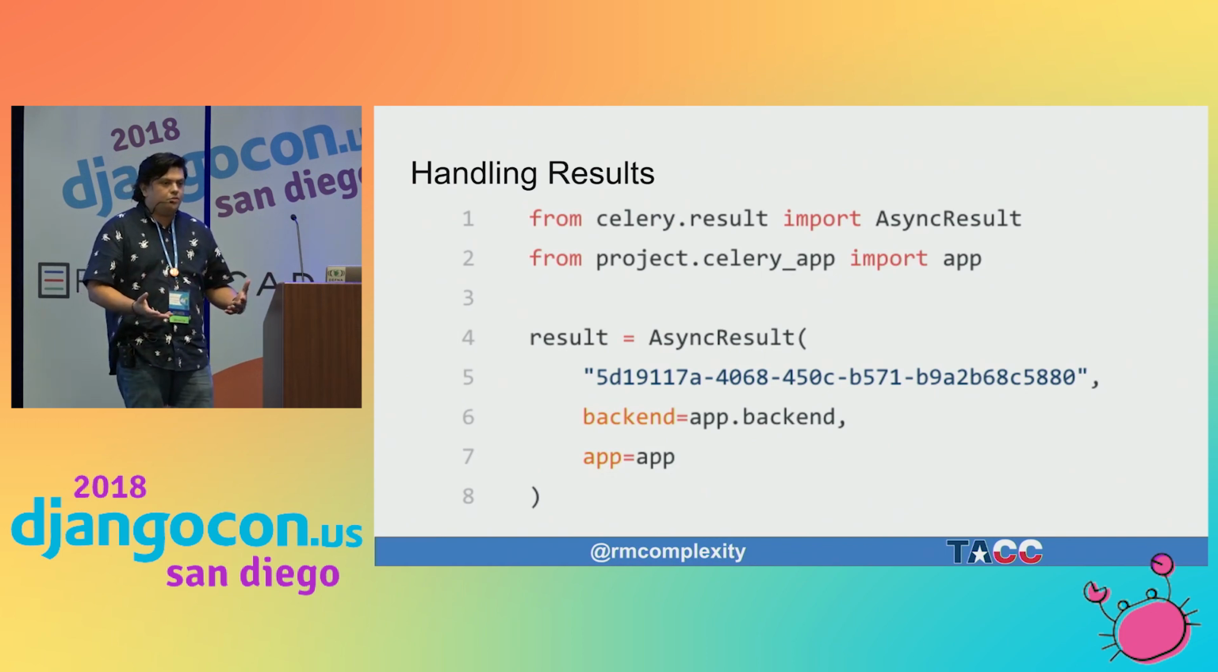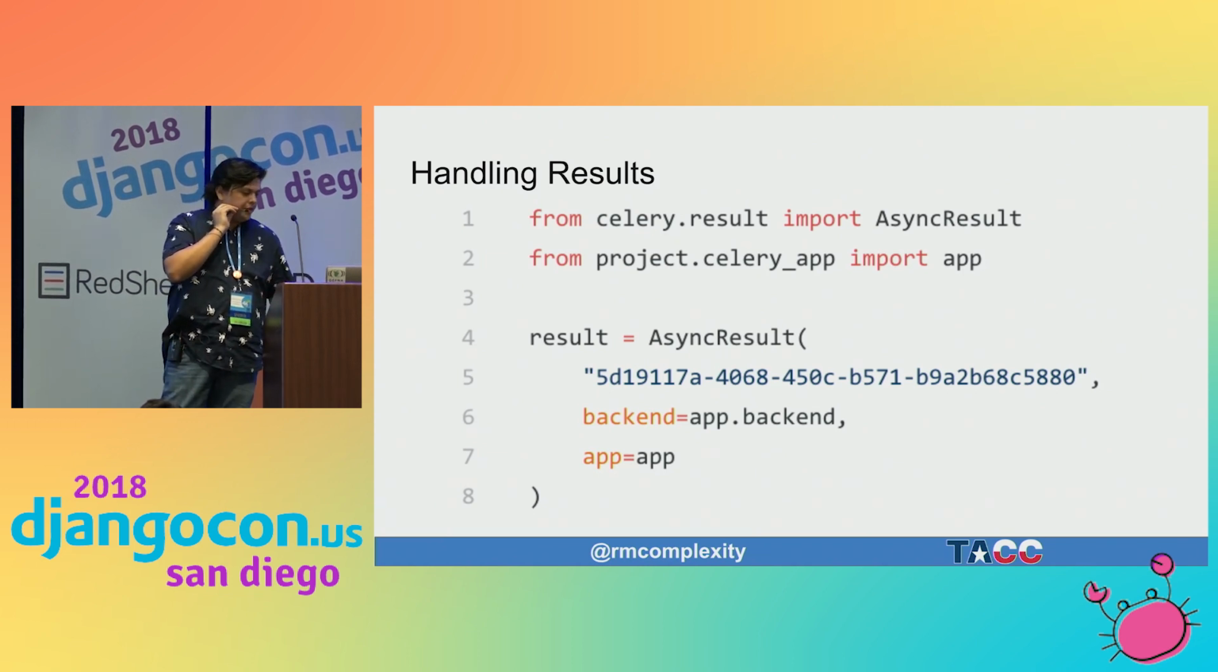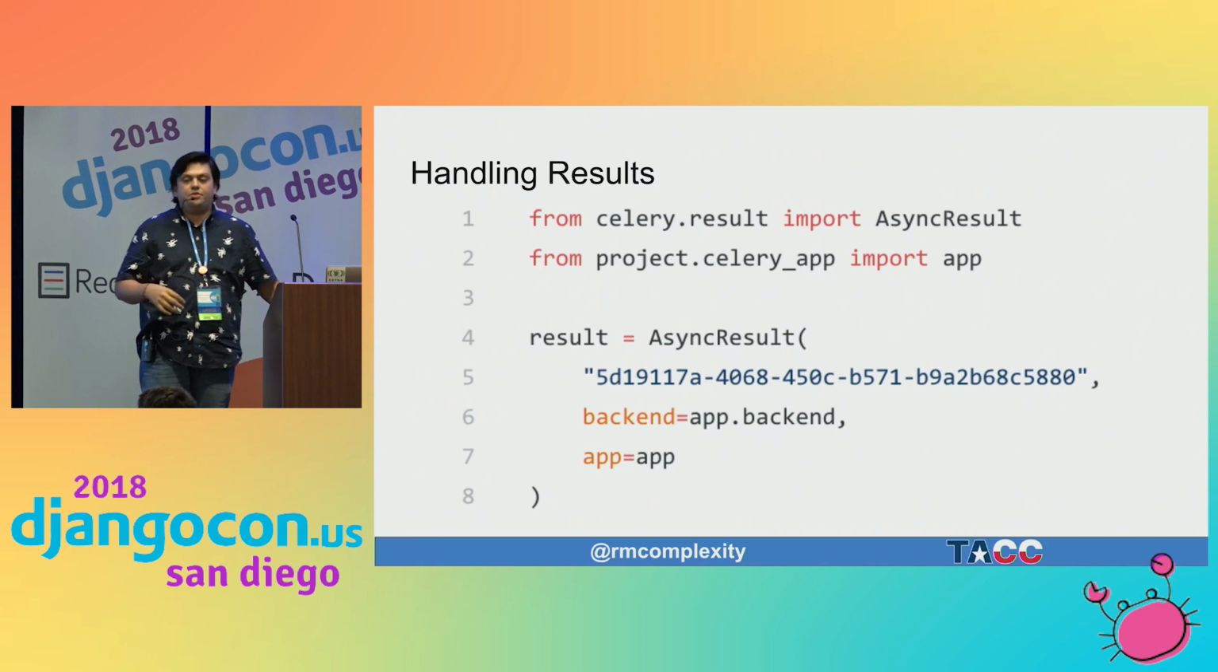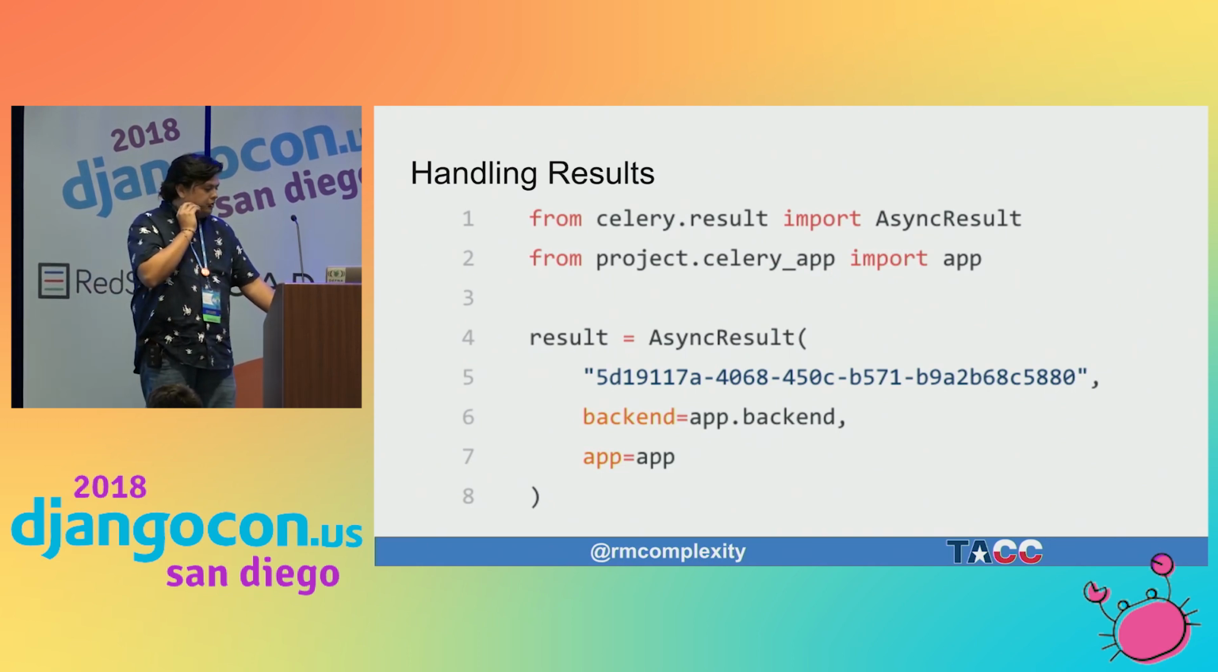Usually, it's going to be Redis, or it could also be a database, any other database, or it could also be RabbitMQ. But that depends also on your needs. And you also have to specify which Celery app you are using because of the different configuration that you can set on each one of the apps.